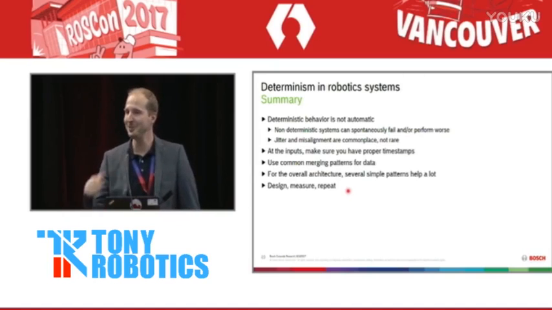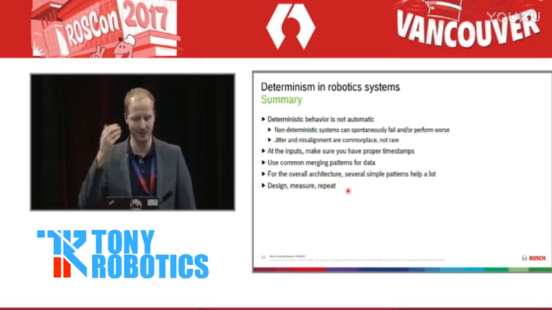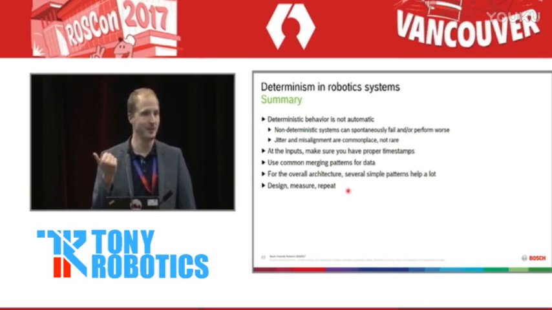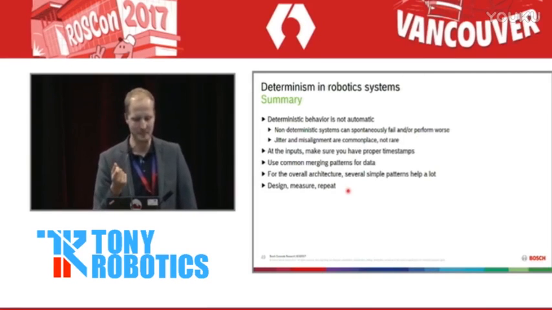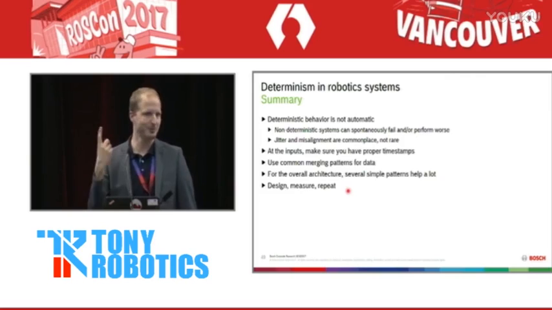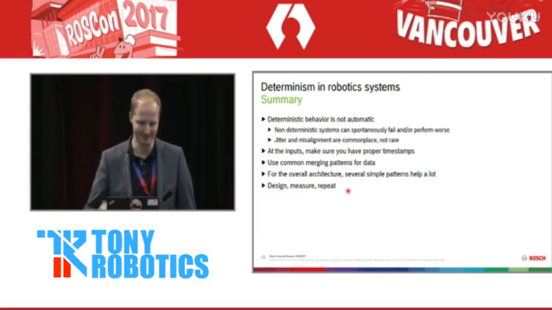Deterministic behavior is not something that just happens. You have to think about it. You have to consider the architecture of a system. In a non-deterministic system, 99% of the time your jitter and all that will be OK, but then there will be a switch, and then you will be in trouble. I promise it. And all these things, they are not rare. They happen frequently. And one of the most important things is to make sure you have proper timestamps, use common merging patterns, and design, measure, and repeat.